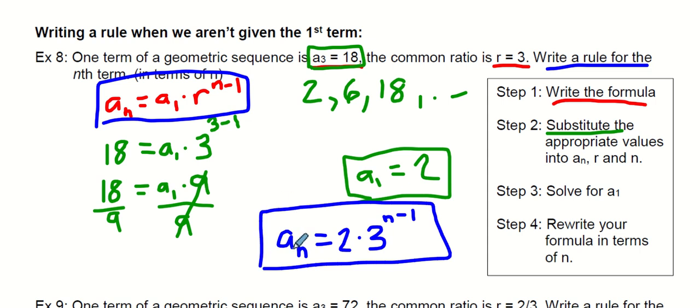So to know the rule, to write the rule, you have to know the first term, which is what we figured out there. So hopefully this helps. Again, you're plugging it in and then just solving for A1 to get the first term. And then if you want to write the rule, you're just plugging in A1 and the common ratio.